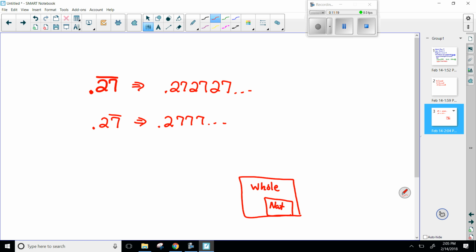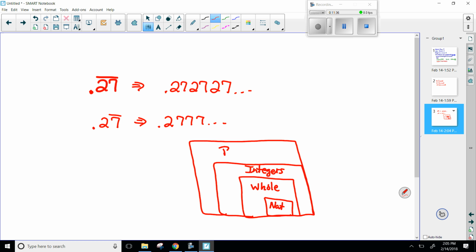No? Oh my goodness gracious. And then whole numbers, if I add the negative numbers, now I get integers. And within the integers, I see that I have whole numbers and natural numbers, right? And then within the integers, if I start to add fractions, I get what is known as the rational numbers. And then if I cannot write it as a fraction, that's over here known as irrational.